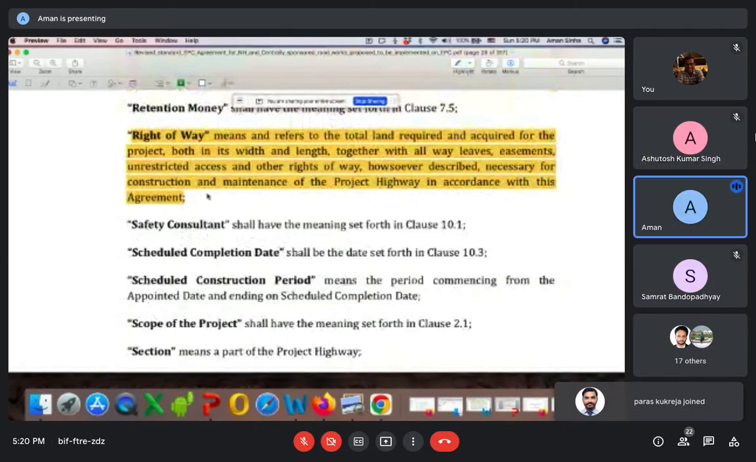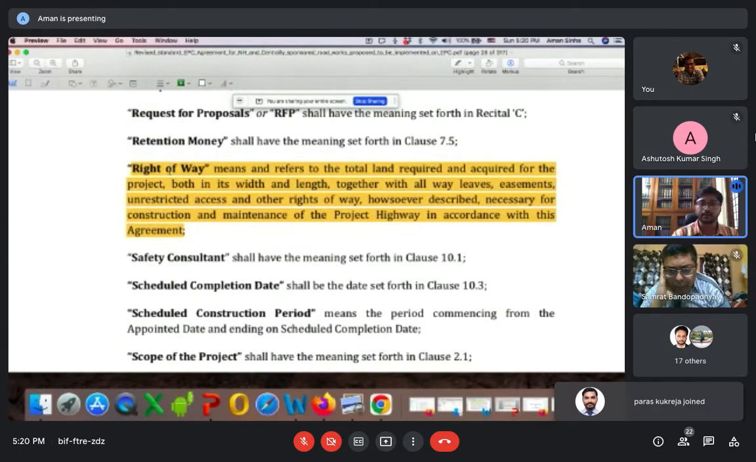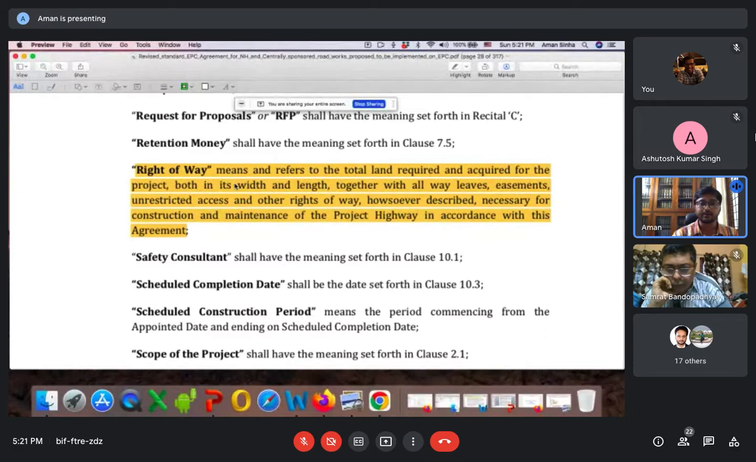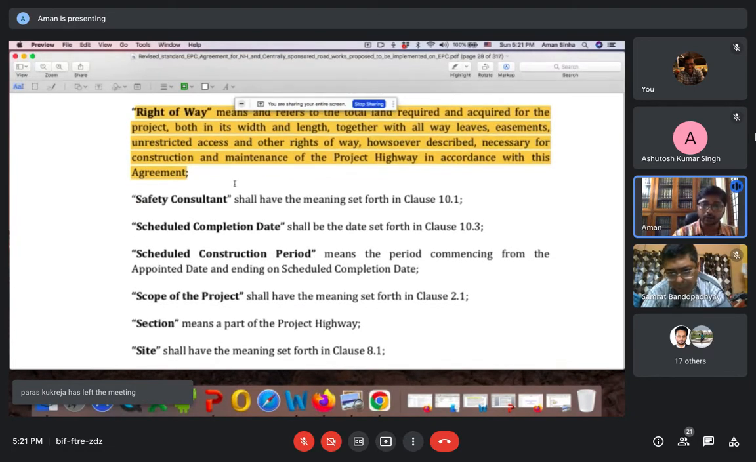Right of way is important because the main concern of this project or bid is giving right of way. So you have to understand what is the meaning of right of way. It means and refers to the total land required and acquired for the project, both in its width and length, together with all way, leaves, easements, unrestricted access, and other rights of way, however described, necessary for construction and maintenance of the project highway. So it basically talks about the stretch of land on which the road will be constructed.